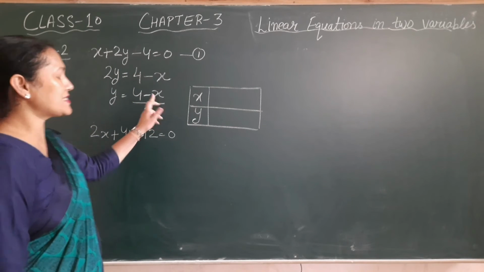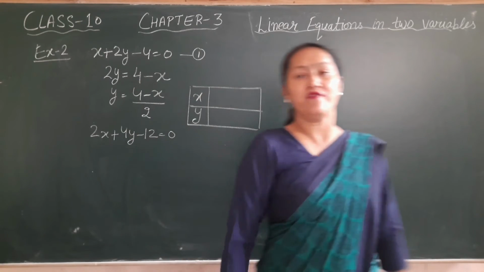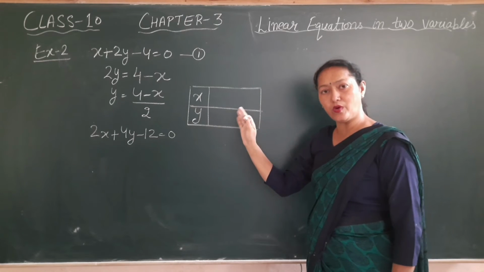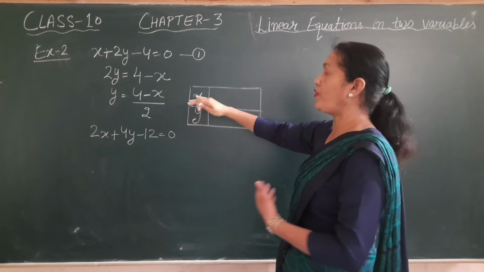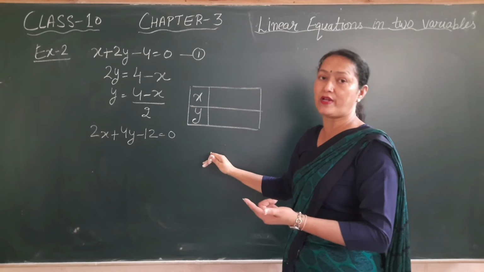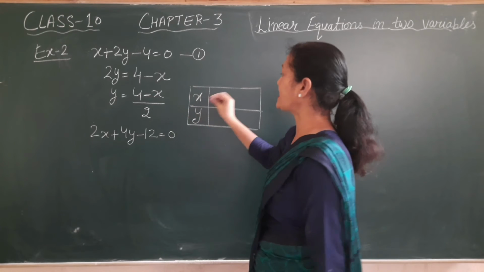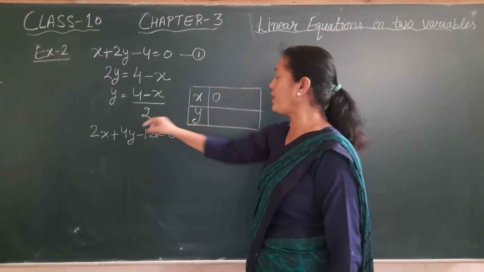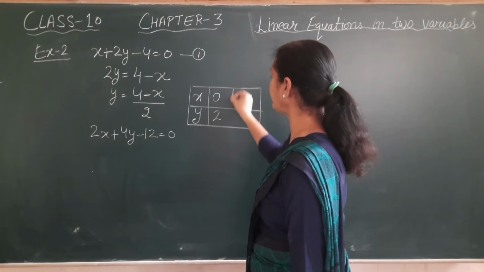Suppose we take x as 0. We prefer to take the values of x as 0. We just want to see when x is 0, what is the value of y, and when y is 0, what is the value of x. So if we take x as 0, 4 minus 0 upon 2, 4 upon 2 means 2.